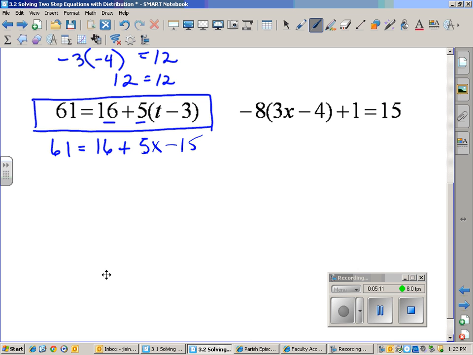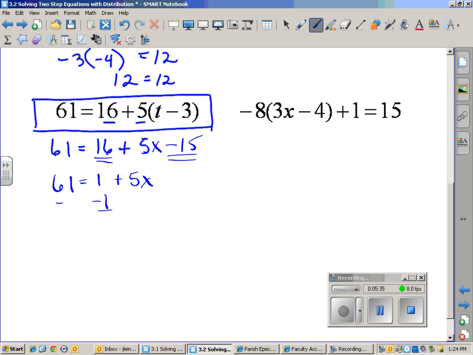Now, before I look at adding or subtracting across the equal sign, I'm going to look at a positive 16 and a negative 15. Those are like terms. I'm going to go ahead and get those together. I end up with a positive 1 plus 5x, or the commutative property lets you write it 5x plus 1 if you choose.